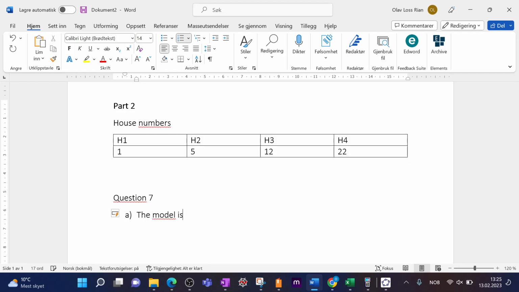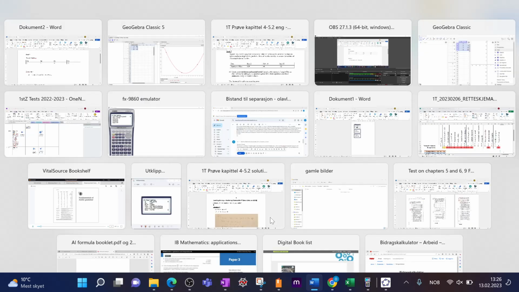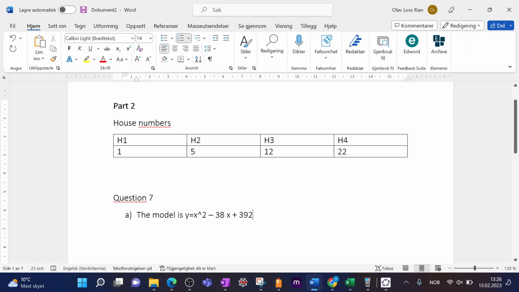The model is y is equal to x squared minus 38x plus 392. I'm not going to bother with the correct notation here now, but that's x squared, okay? It's just easier for now. So we have our model.